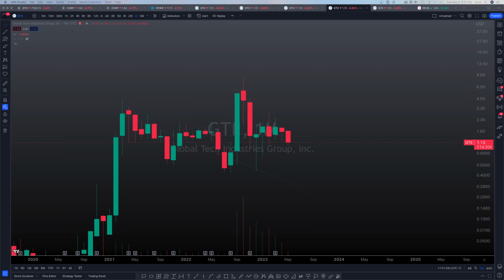GTII fulfilling the downside as per expected. Let's go ahead and see what the potentials are for the following days.